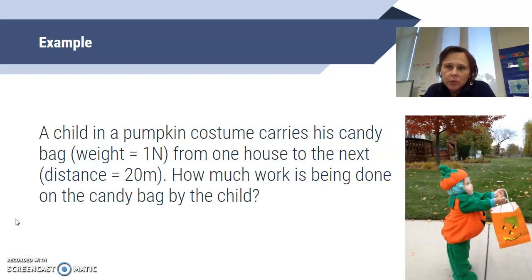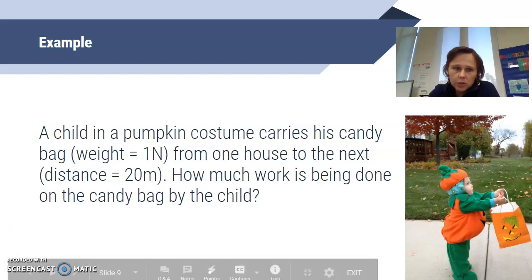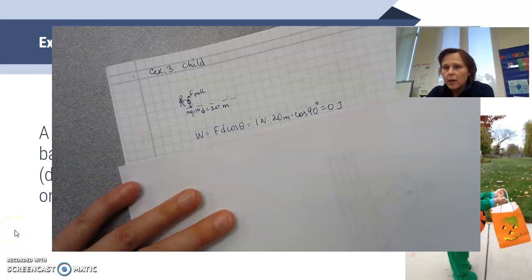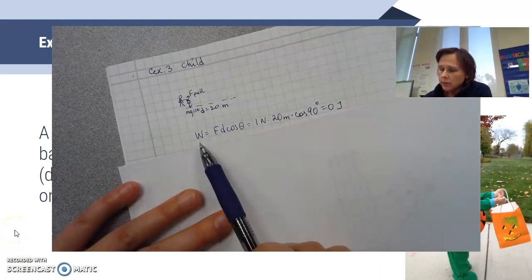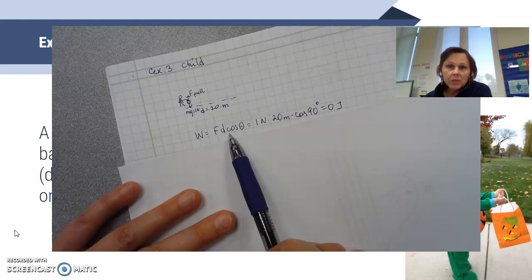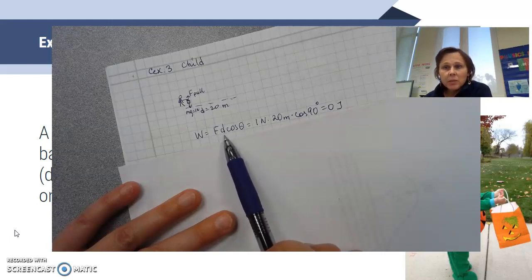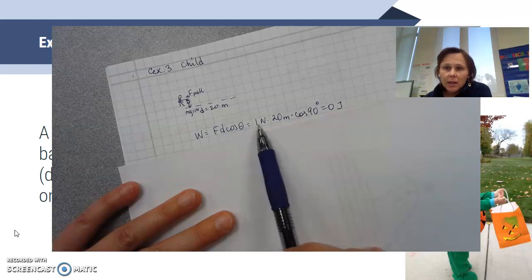So in this example, we have this cute little pumpkin, a child, carrying a bag with candy. The weight of the bag is 1 Newton and the child carries the bag a distance of 20 meters. How much work has been done on the candy bag by the child? Okay, this is a tricky question, and let's see why. So the work is the force multiplied by the displacement along it, so the force and displacement might be in this one line, okay?